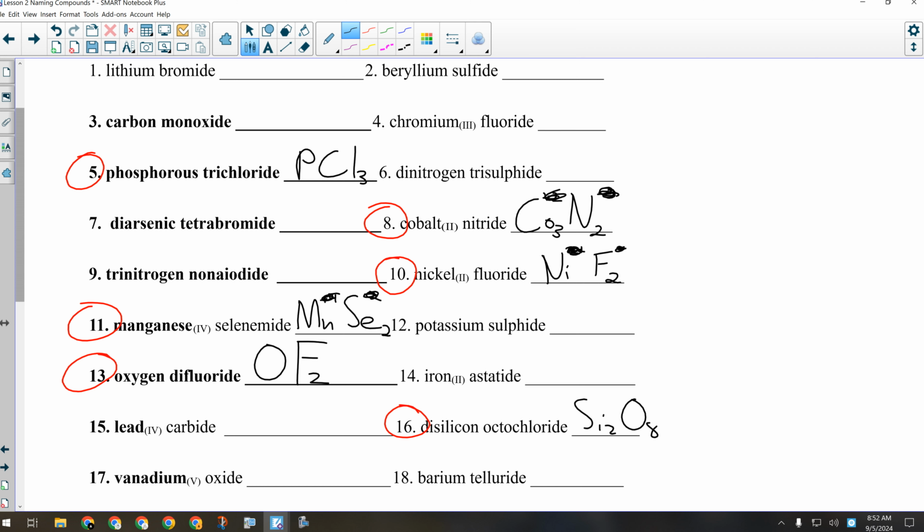Oh, good, it's chloride. Sorry, not oxygen, it's chlorine. I said chlorine and then I wrote oxygen. This is what happens when you get old. You do silly things.